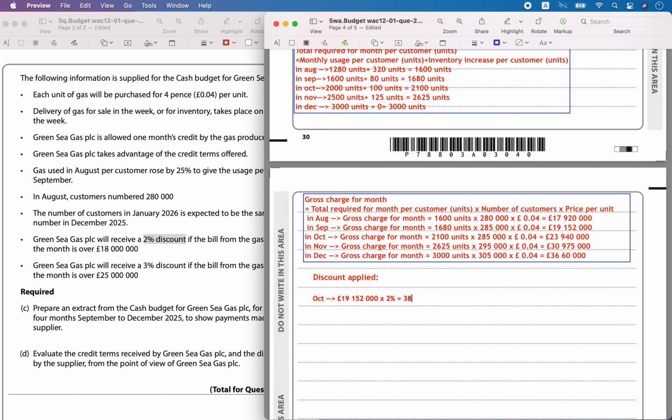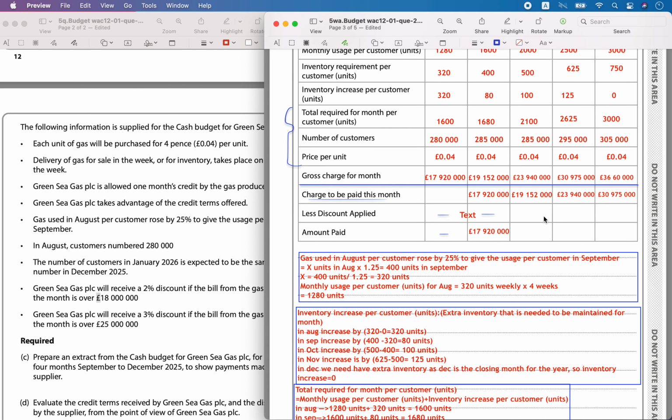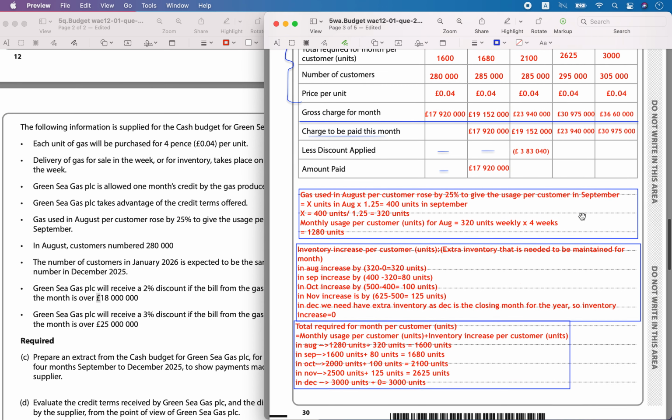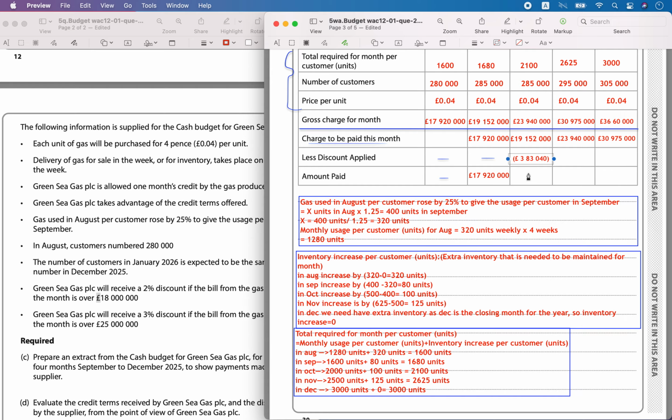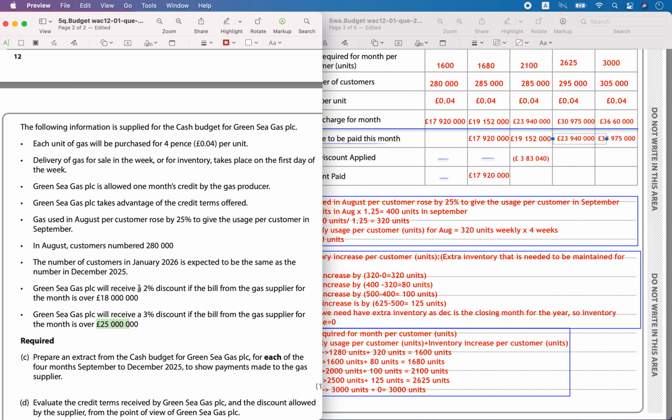383,040 pounds will be the discount they will get. And after deducting that discount from 19,152,000, you will pay the rest. That is the agreement between Green Sea Gas PLC and North Sea Gas PLC. So 19,152,000 minus 383,040 will be the amount that is going to be paid in that month.